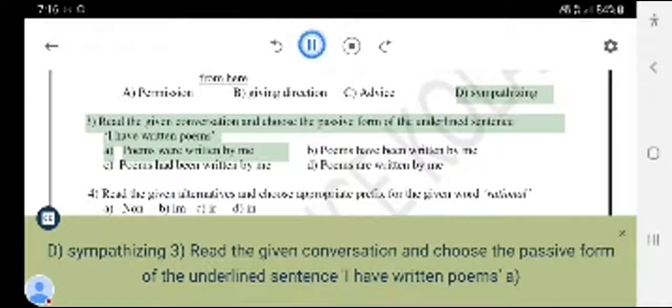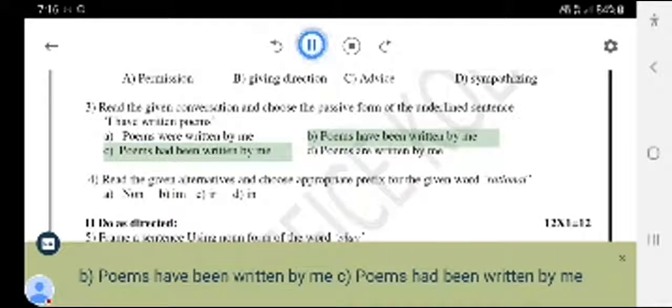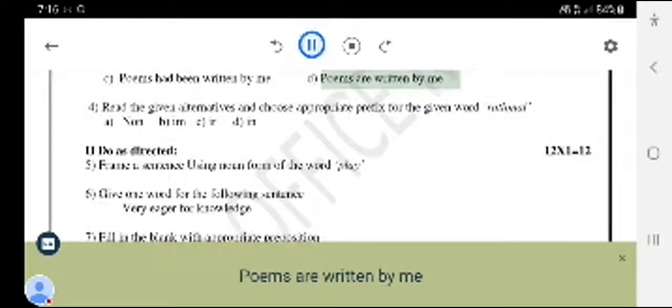3. Read the given sentence and choose the passive form of the underlined sentence. I have written poems. A. Poems were written by me. B. Poems have been written by me. C. Poems had been written by me. D. Poems are written by me.